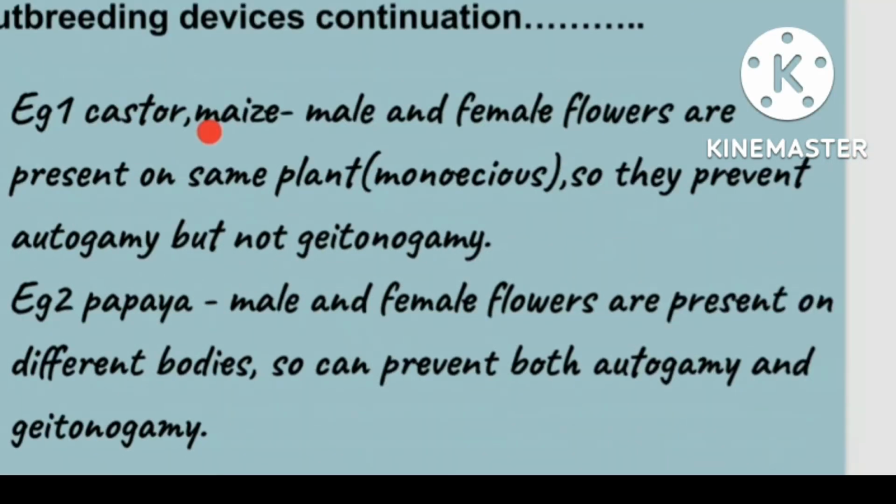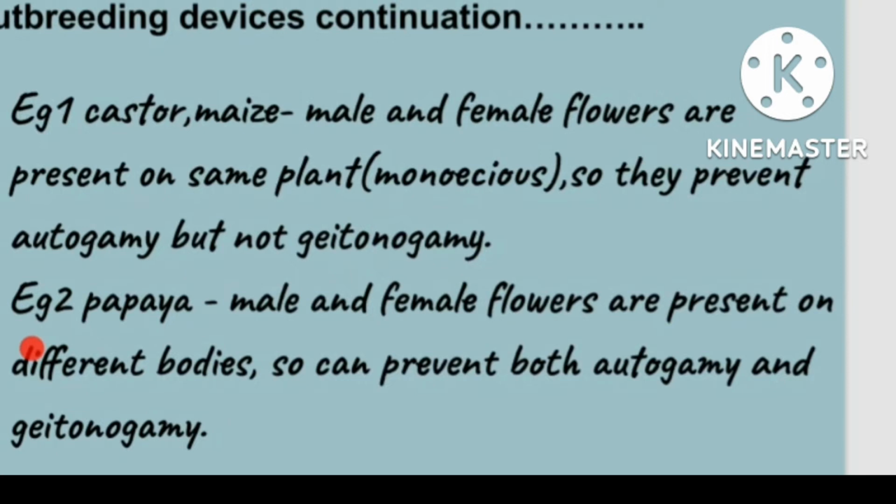Castor and maize, male and female flowers are present on the same plant. So they are monoecious. So they prevent autogamy but not geitonogamy. Since both the male and female flowers, though they both are unisexual, they are present on the same plant. That's why they cannot prevent geitonogamy, but they can prevent autogamy.